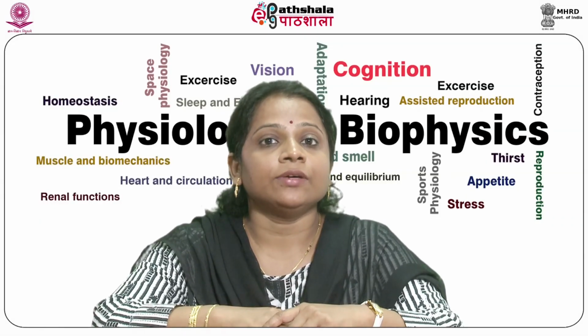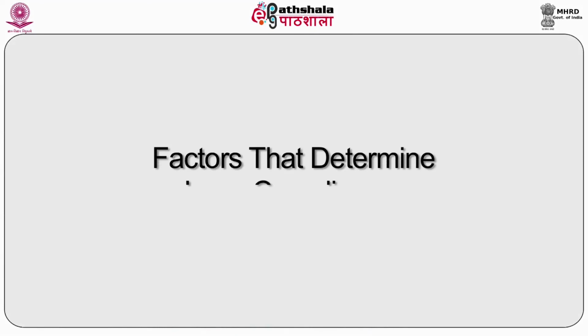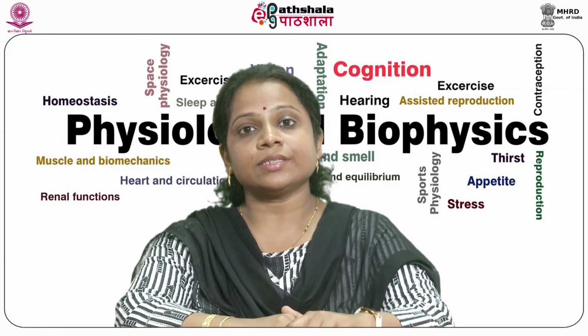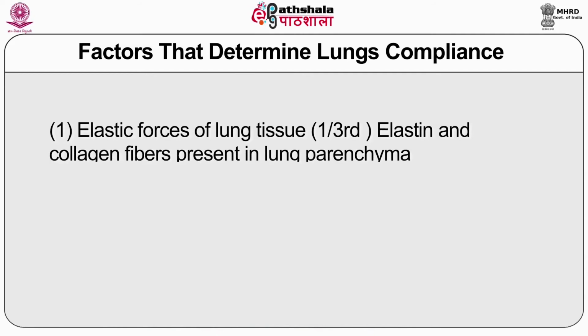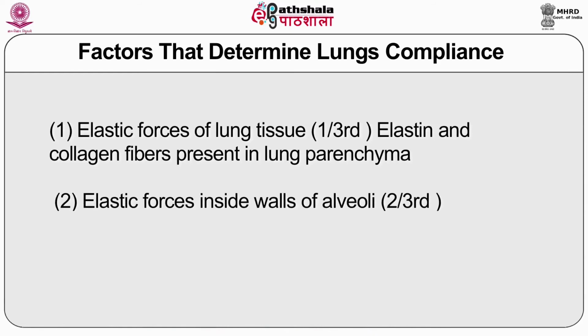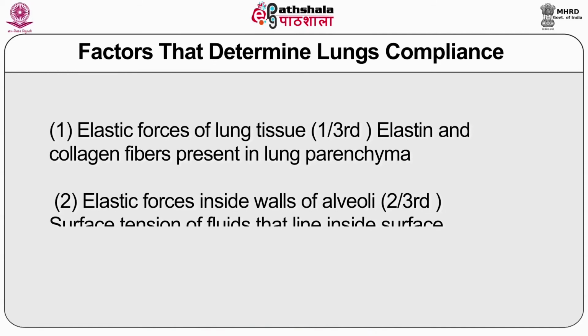Now, let us see what are the factors that determine the lung compliance. There are two factors. These are elastic forces of lung tissue, that is caused by elastin and collagen fibers which are present in the lung parenchyma, and the second one is the elastic forces inside the walls of the alveoli. Surface tension of fluids that line the inside surface of alveoli contributes two-thirds.